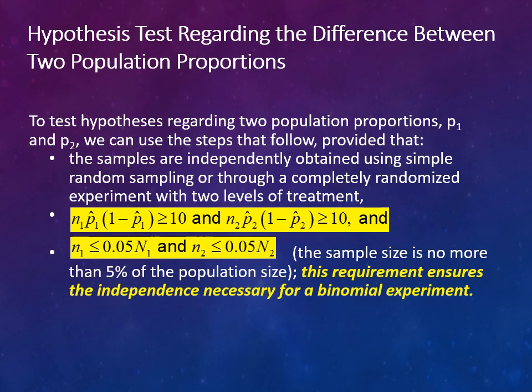The second one was to ensure that our sample size was large enough, remember, and this was a calculation. Now that we have two sample sizes, it's n1 times p1 hat times the quantity 1 minus p1 hat is greater than or equal to 10. And we have to do that with the second sample, which is why you have the n2 p2 hat there as well. And then, of course, our sample size has to be no more than 5% of the population size, and so we have to check both of those samples. This requirement ensures the independence necessary for such a binomial experiment.